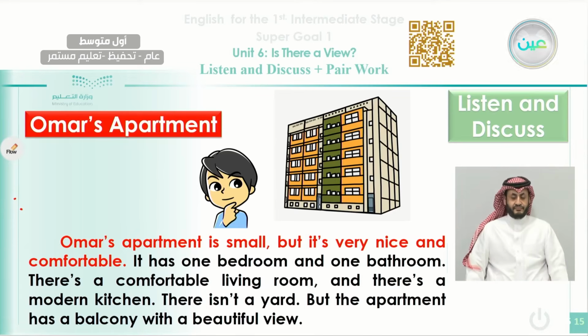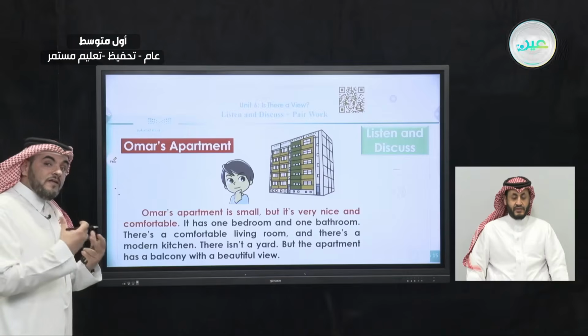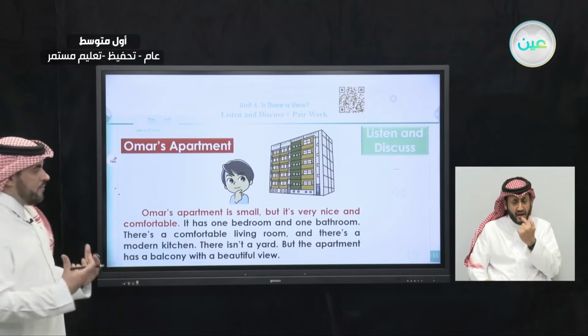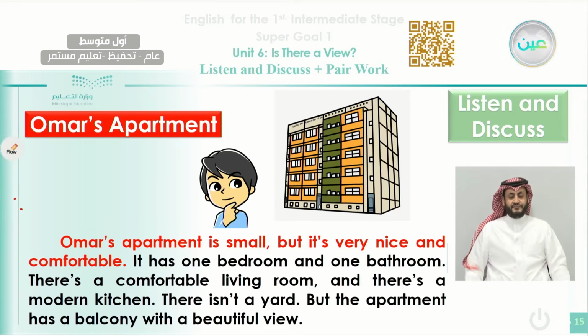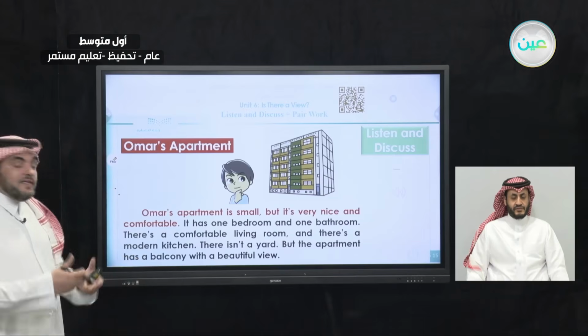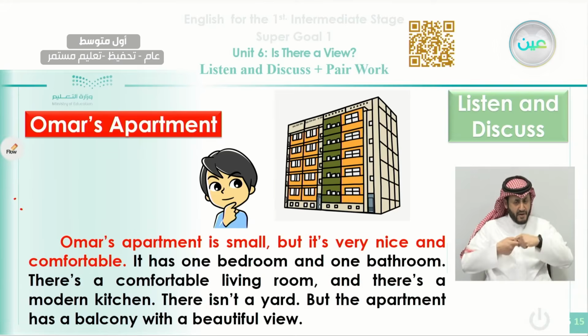So notice here the first sentence we made in red font. Why? To learn that this sentence gives a general idea about the paragraph. We call it the topic sentence, the main sentence in this paragraph. Umar's apartment is small, but it is very nice and comfortable. This is the general idea. Now the writer is going to elaborate and support the idea by telling us how small it is and how nice and comfortable it is. Let's read and listen at the same time.